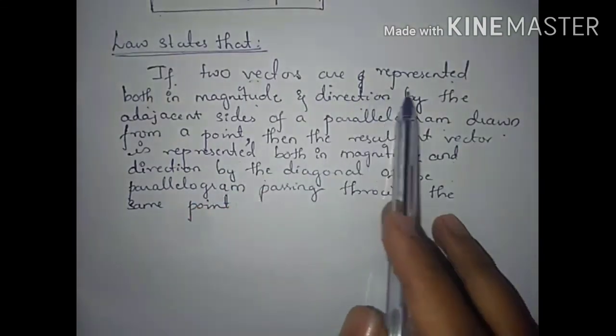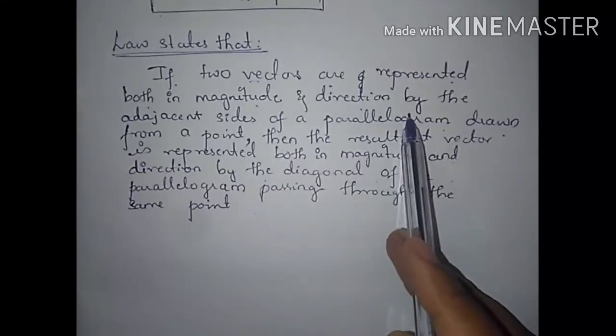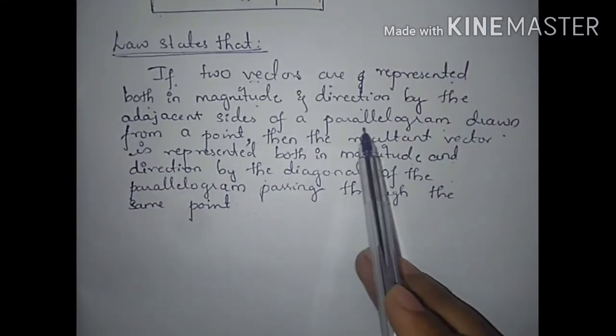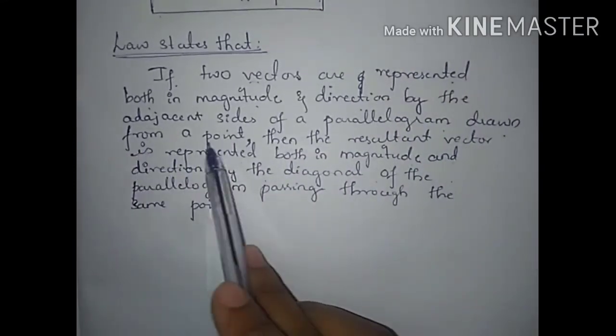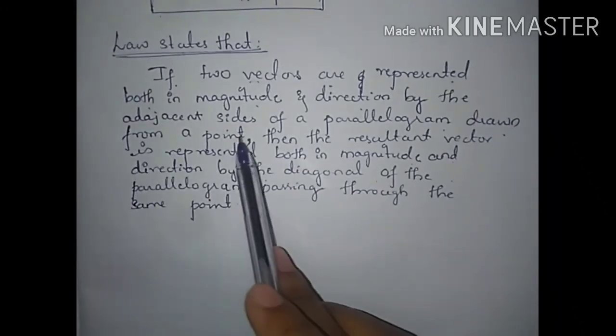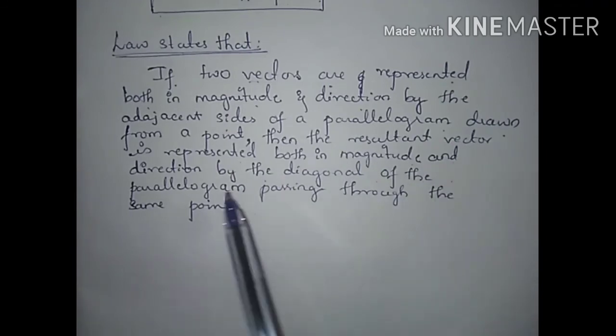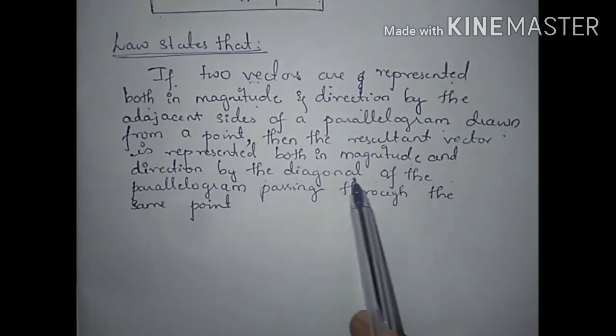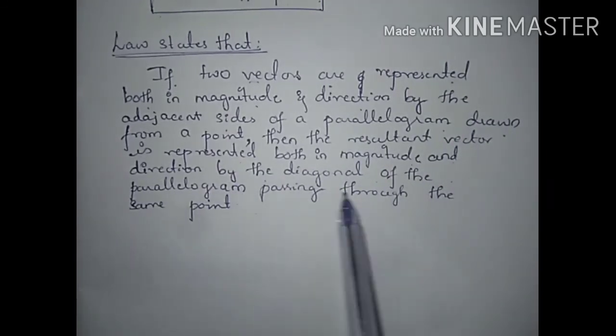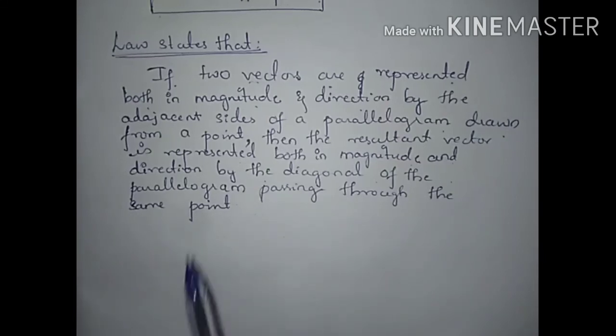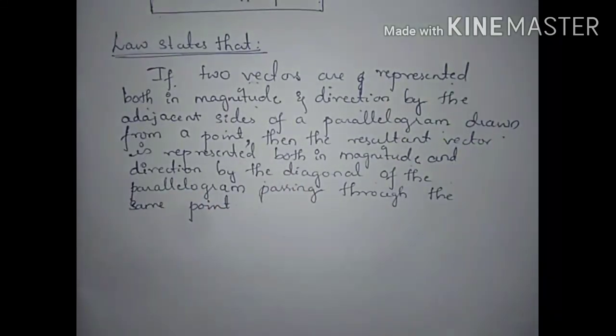So if two vectors are represented both in magnitude and direction by the adjacent sides of a parallelogram drawn from a point or from a common point, then the resultant vector is represented in magnitude and direction by the diagonal of the parallelogram passing through the same point. So this is the law of parallelogram or parallelogram law of vectors addition.